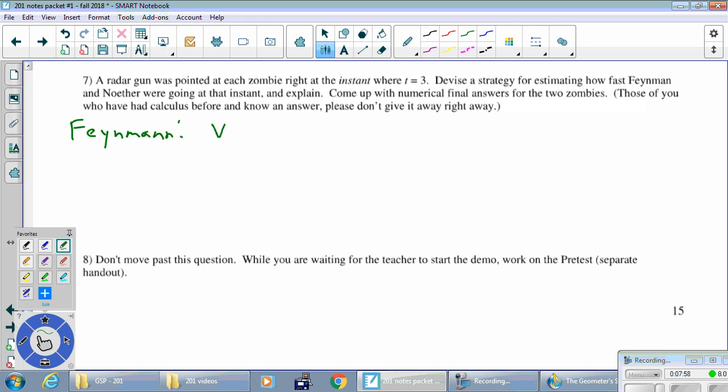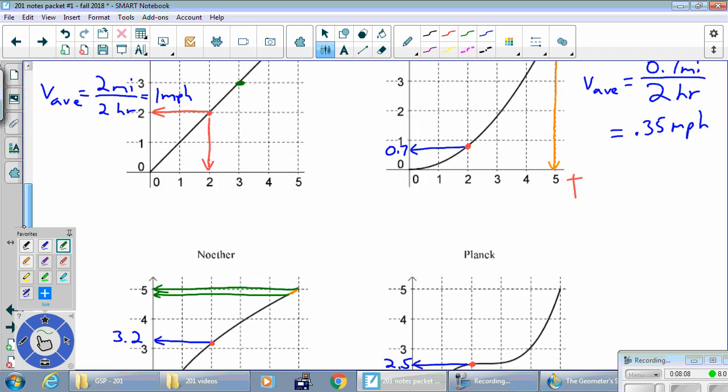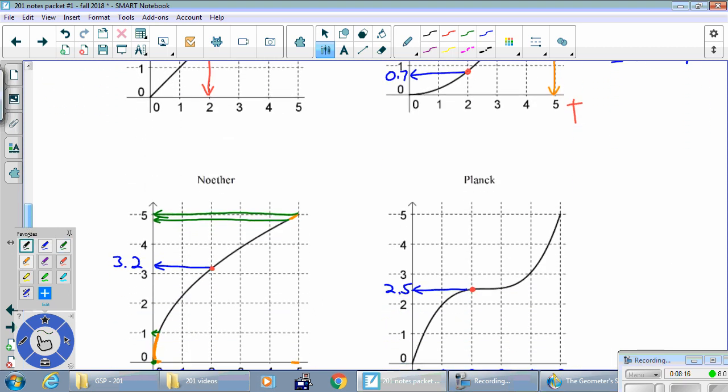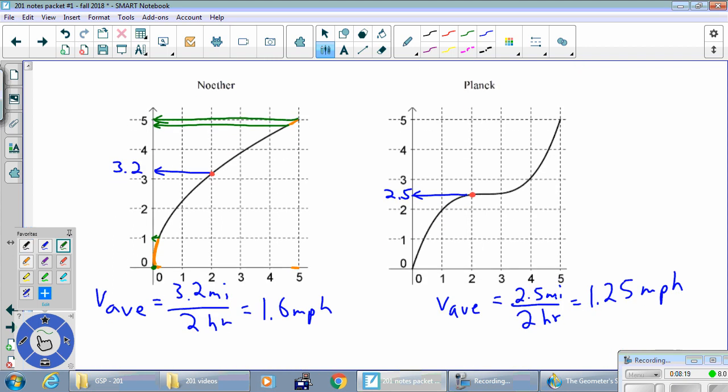So for Feynman, his instantaneous velocity is exactly 1 mile per hour. Piece of cake. But for Noether, it's not so easy. So let's take a look at Noether's T equals 3 moment. T equals 3 is right here. And we want to know how fast she was running at that exact moment in time.